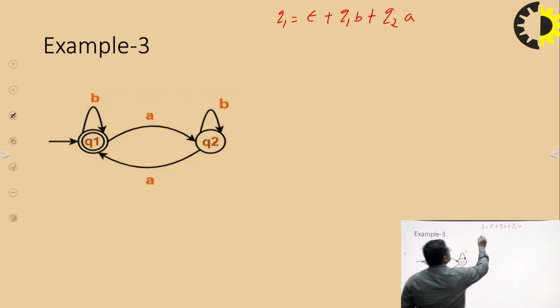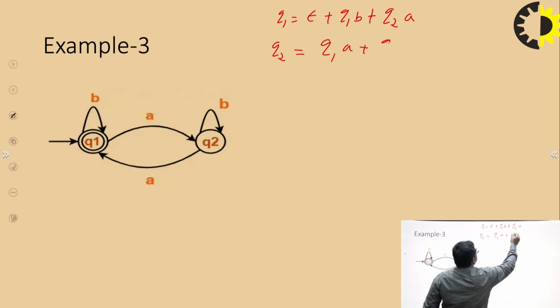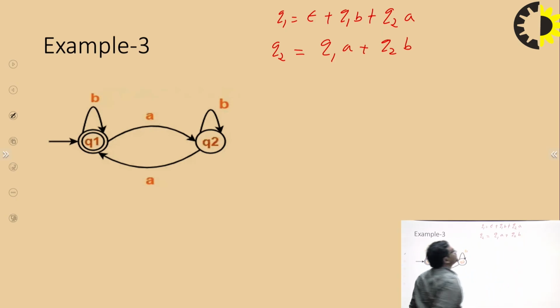Another is Q2 equal to Q1A plus Q2B. So this is the way you can write the equations. We want the answer for Q1 because Q1 is the final answer. So we need to get the regular expression for the state Q1. So how can we solve that?